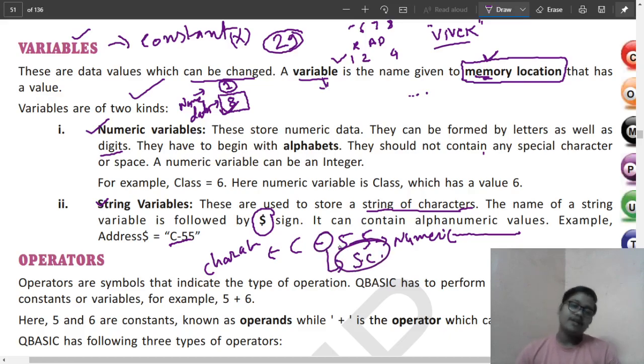Whenever you have data mixed up with characters and special characters, it is known as your string variables. And whenever you write a string variable, we will use this kind of code. Okay, now the operators.